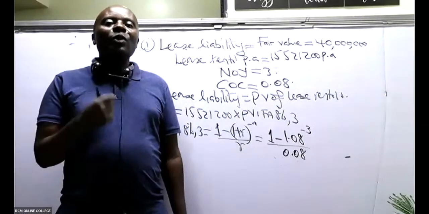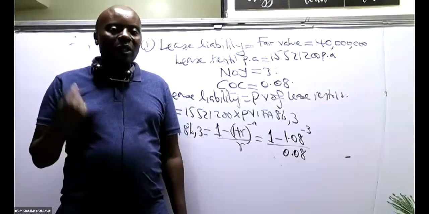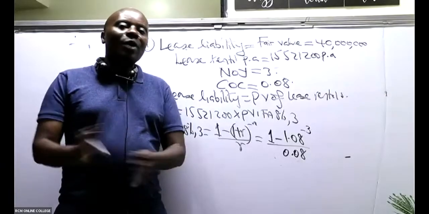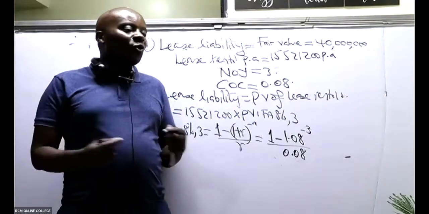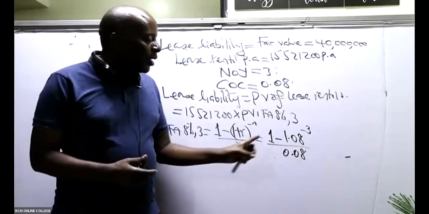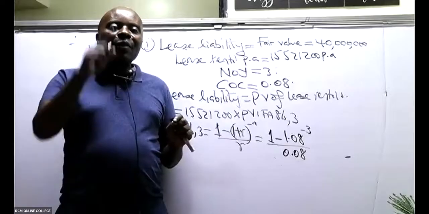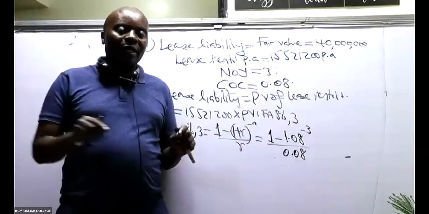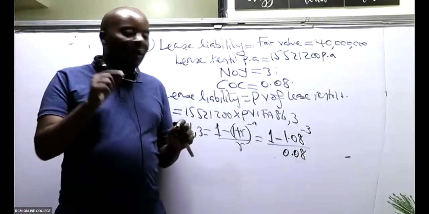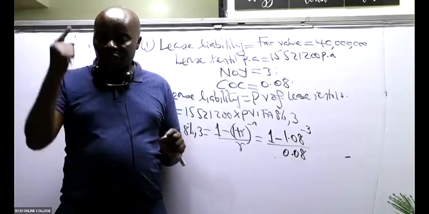Now, why do most students lose track very fast whenever they are being taught? Most students don't like using their calculators, so they tend to veer off very, very fast. If I were you, I would take my calculator, then I punch in 1 minus 1.08. There's a raising function, so you say raised to negative 3.